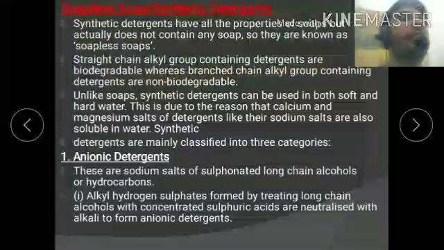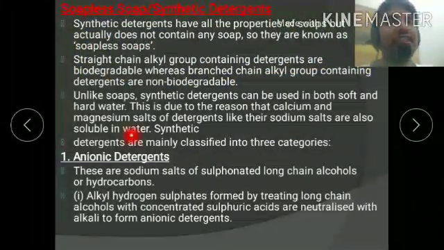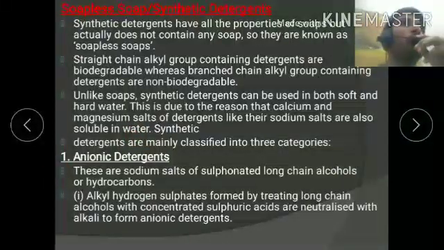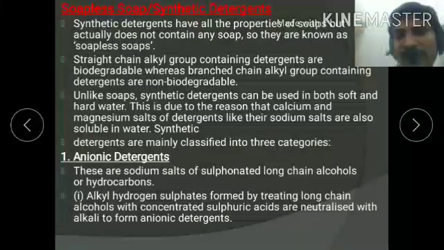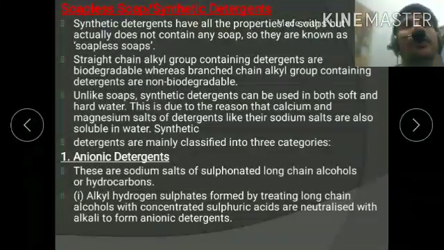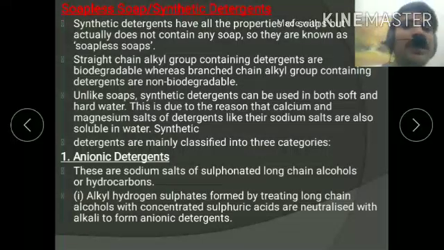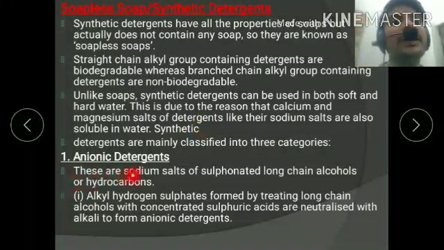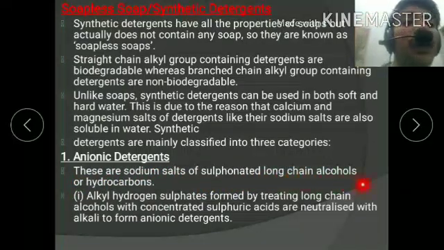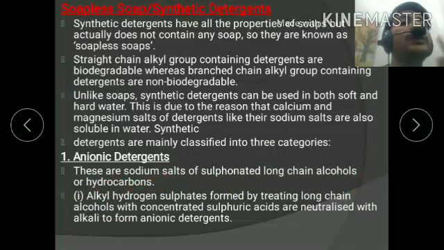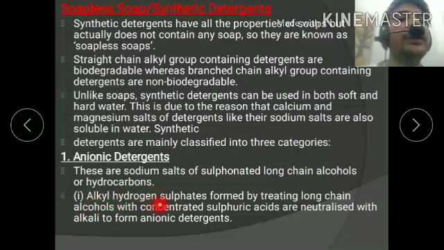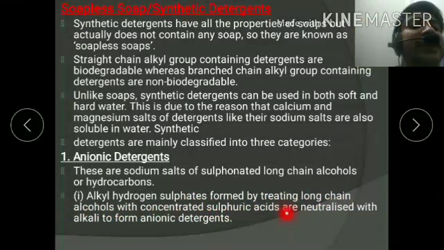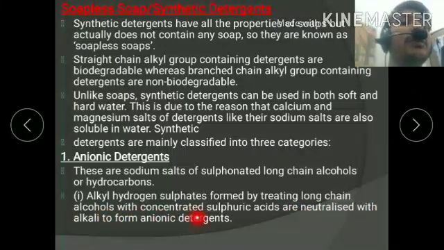Types of detergent: the first one is anionic detergent, the second is cationic detergent, and the third is neutral detergent. Anionic detergent contains the anionic part, cationic detergent contains the cationic part, and neutral detergent does not contain any anionic or cationic part. What is anionic detergent? These are the sodium salts of sulfonated long chain hydrocarbons. Alkyl hydrogen sulfates, formed by treating long chain alcohols with concentrated sulfuric acid, are neutralized with alkali to form the anionic detergent.